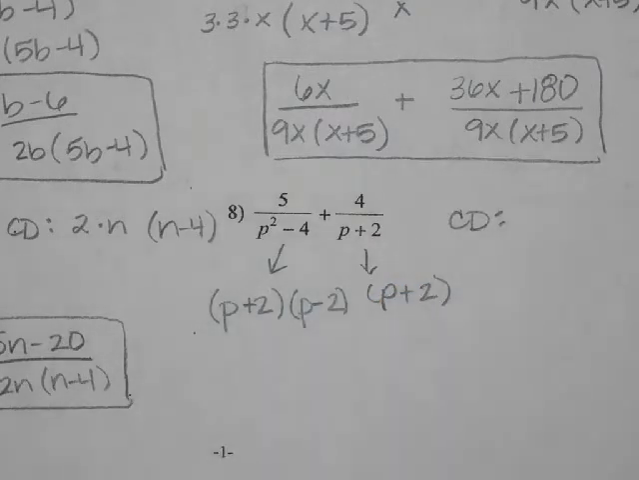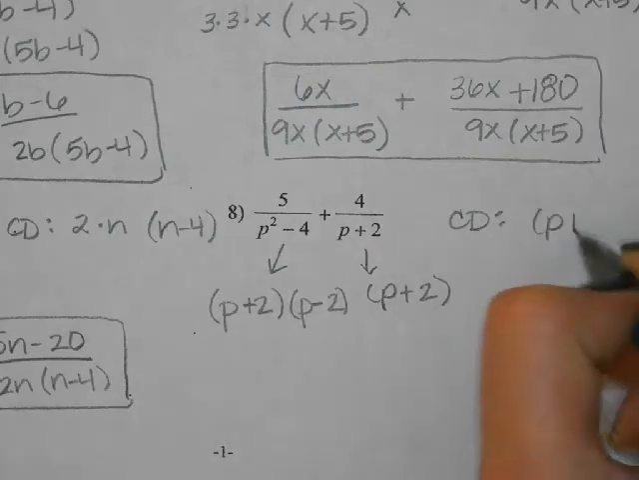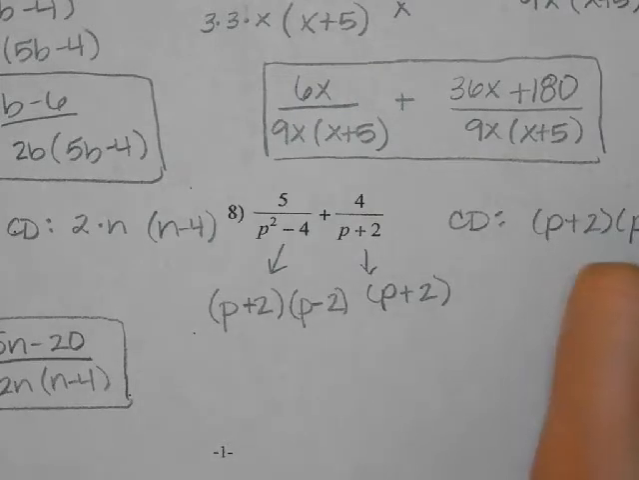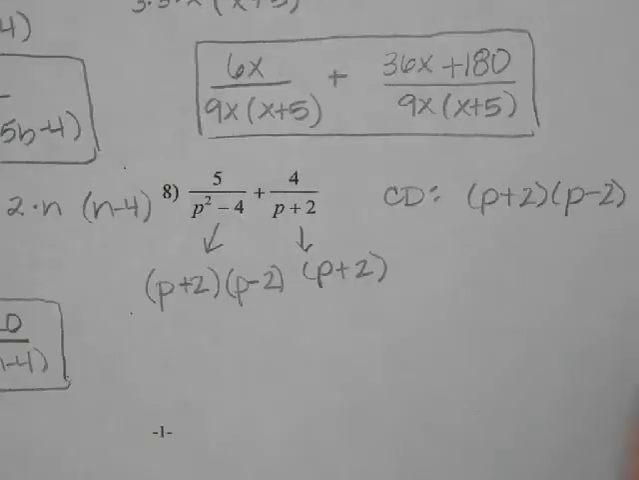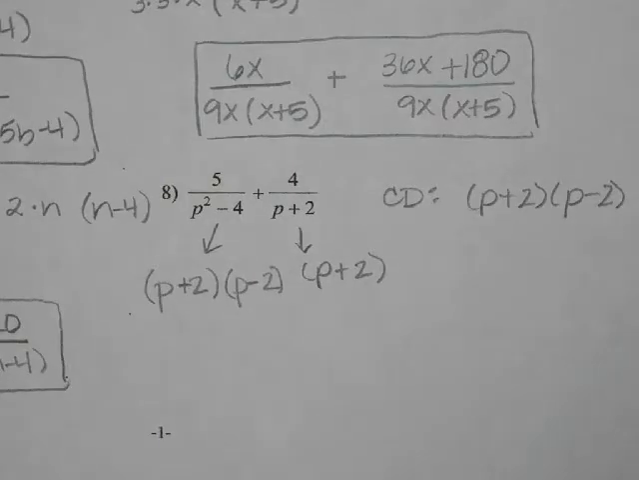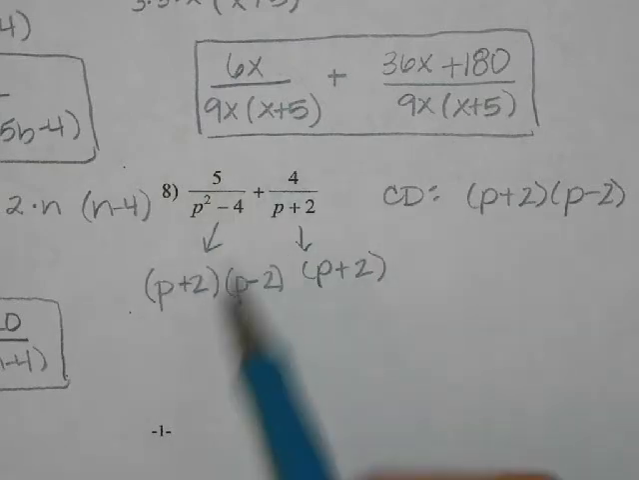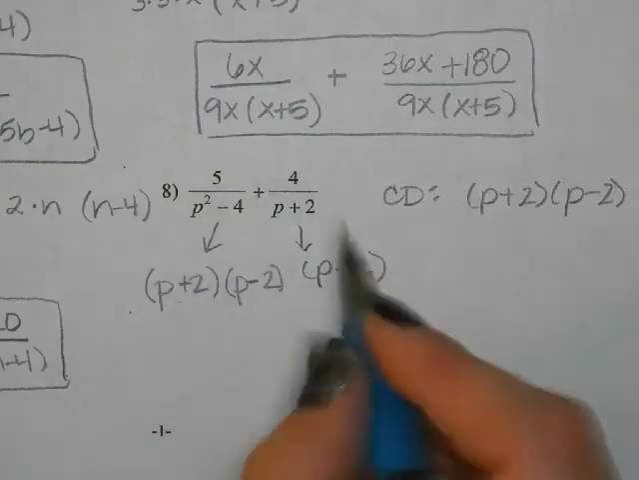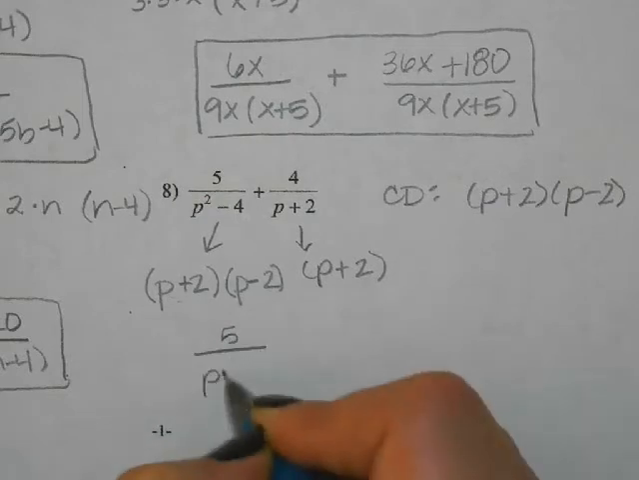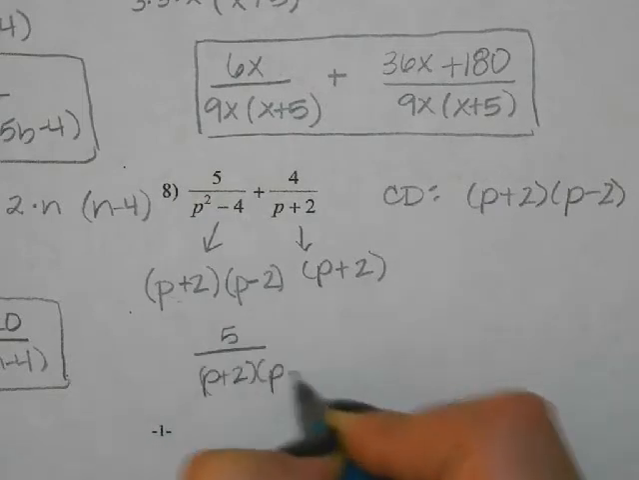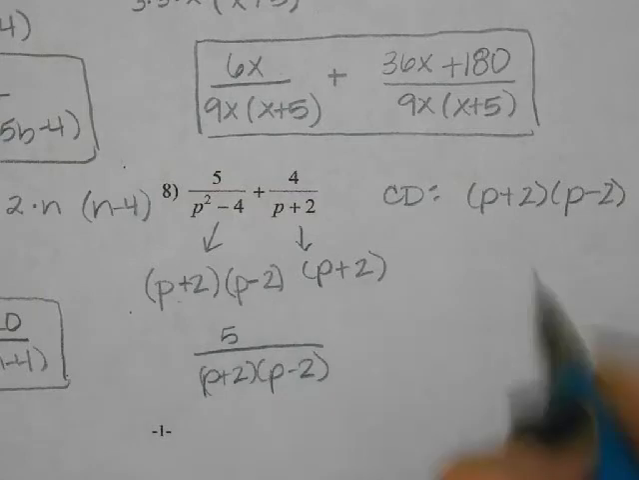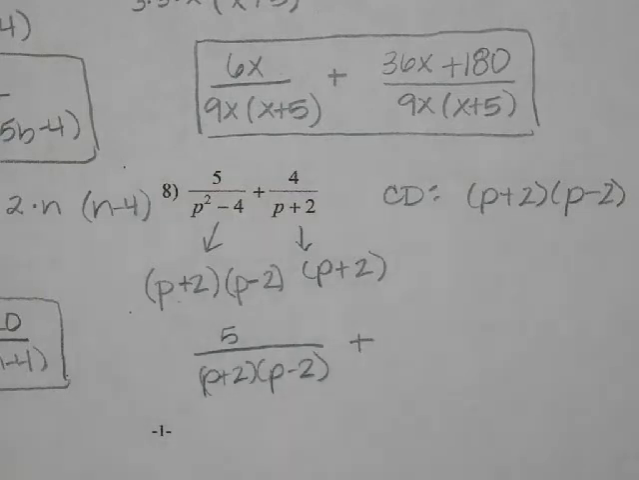So what's the common denominator? P minus 2. Oh, p plus 2. Yeah, each of them had a plus 2, so the common denominator definitely has one of those. And then the left fraction had a p minus 2, so we also need that. Does the first fraction need anything? No, it's got both of them, it's good. I'm going to write it with that factored denominator because I'm going to be lazy in the future.